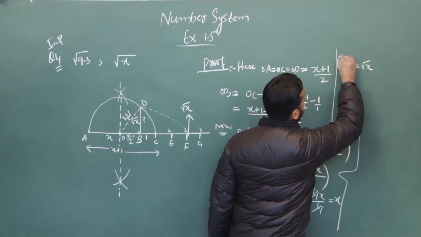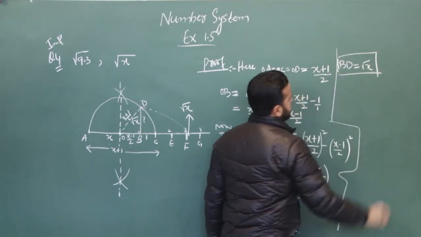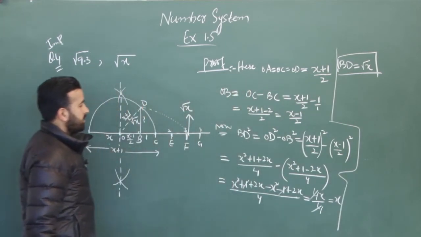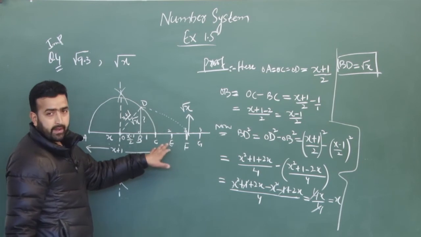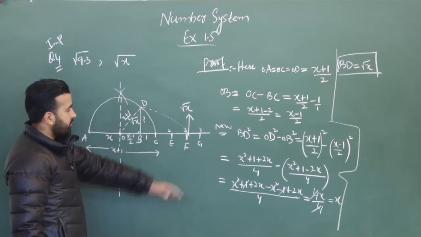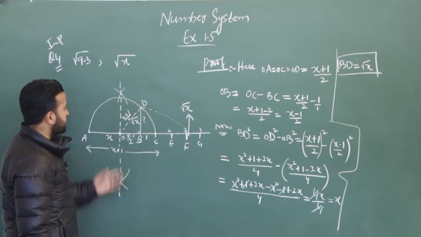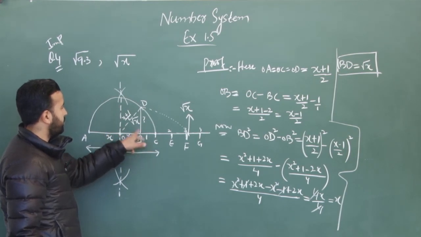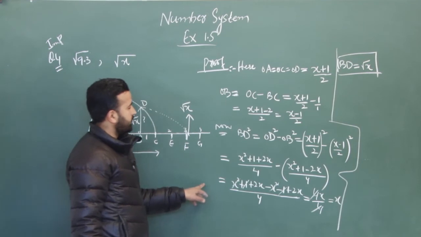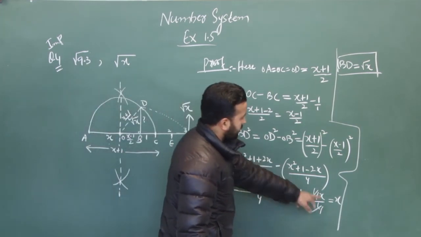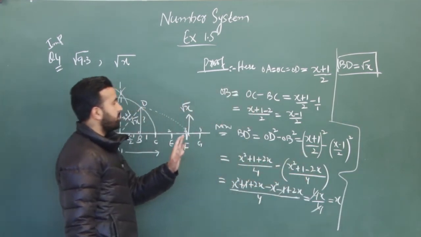So we have given here the mathematical justification as well to our step, that whether this BD is of the length of root of x. So definitely, using the Pythagoras theorem in triangle OBD, that's a right triangle, we got BD is of the length of root of x. So this is the mathematical proof.